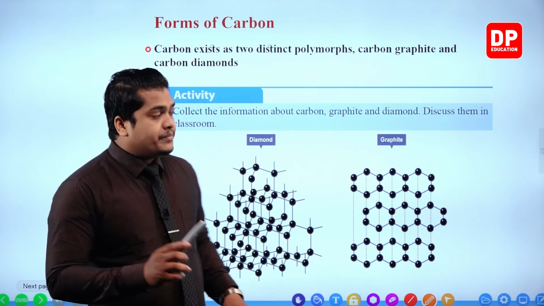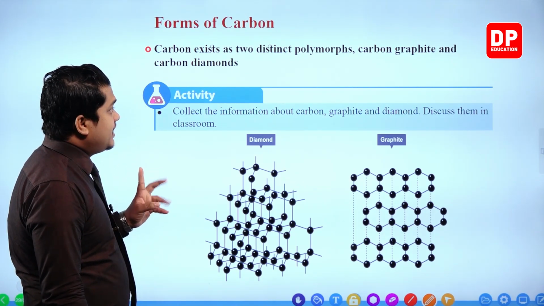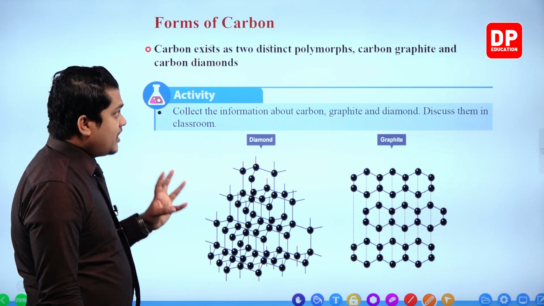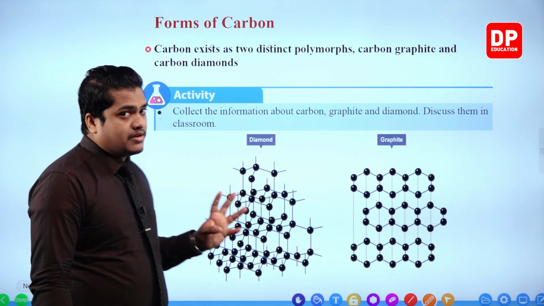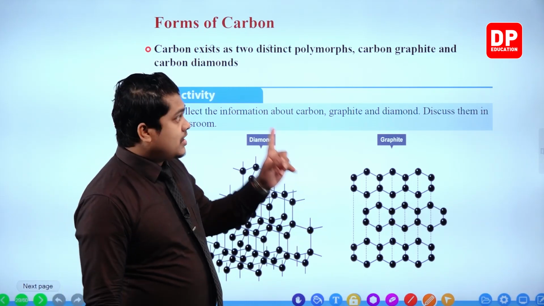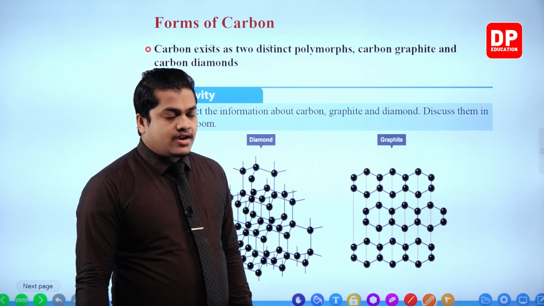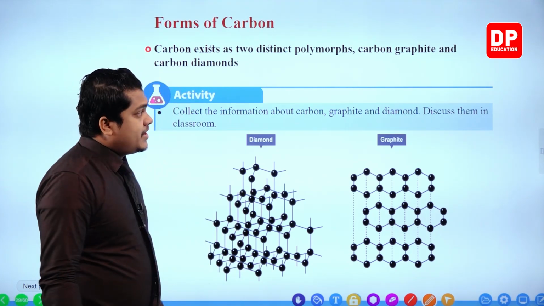In carbon, my dear children, carbon exists mainly as 2 distinct polymorphs, or allotropic forms. Those 2 are carbon graphite, so graphite carbon, and the other one is carbon diamond.